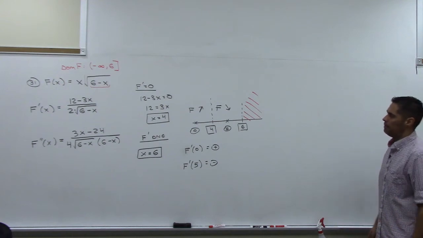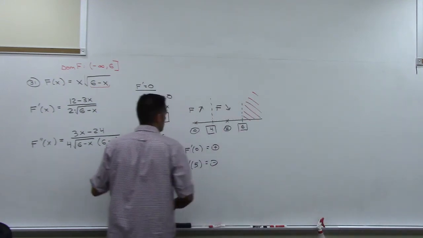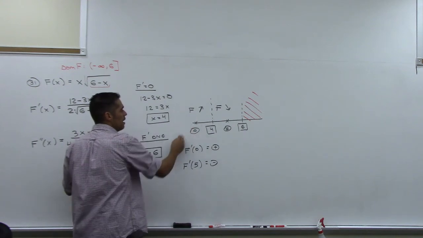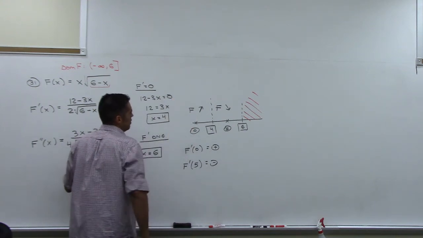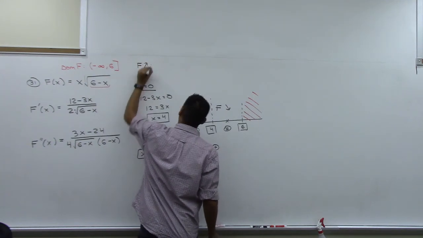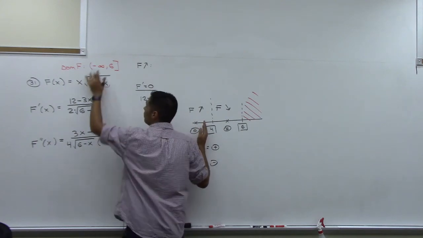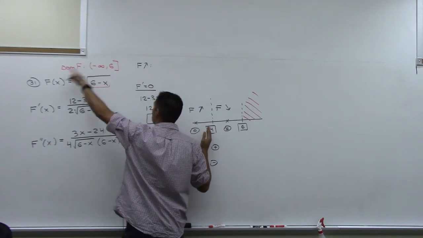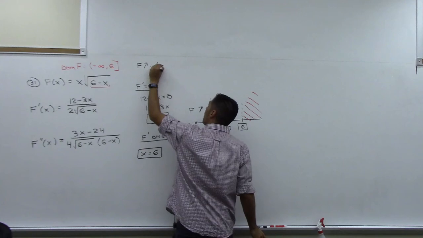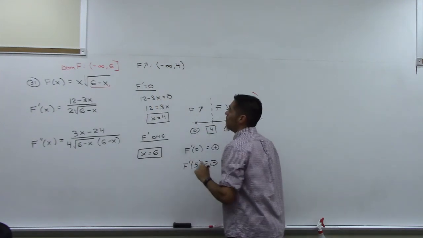Bam. Got it. Okay, so I think for this one, because you kind of got the idea, if I want to say where F is going up, hold on. So here's my conclusion. F is going up to the left of 4. And left of 4, I can go as far as I want because the domain goes all the way. So I go from negative infinity to 4. And that's where it's going up.